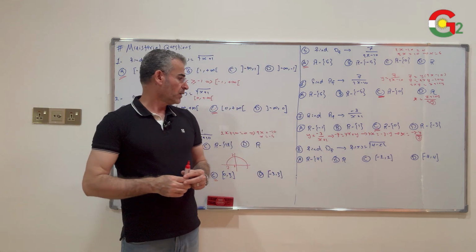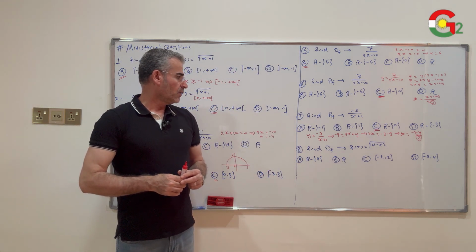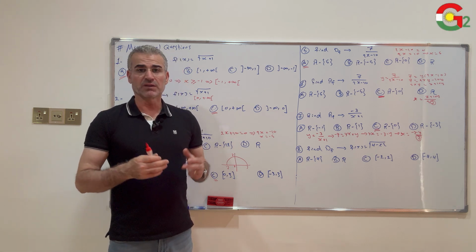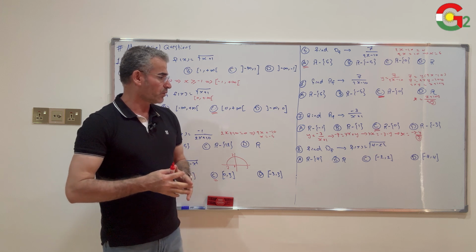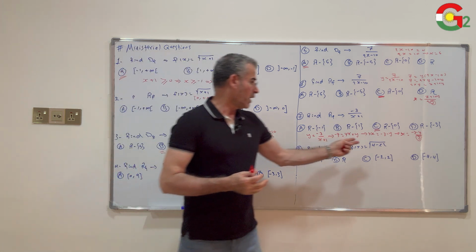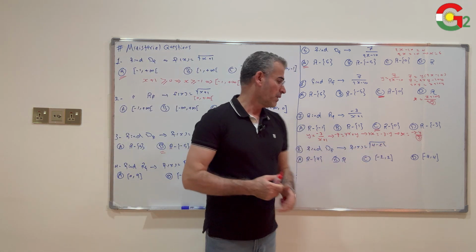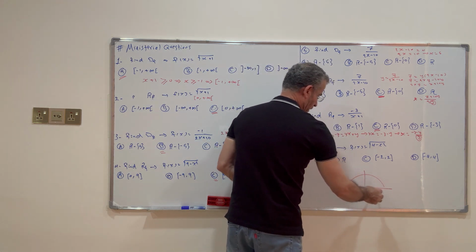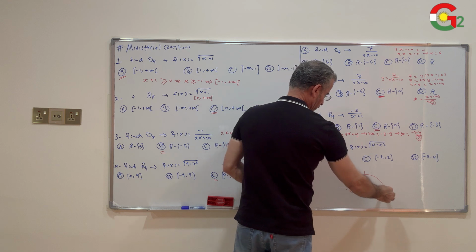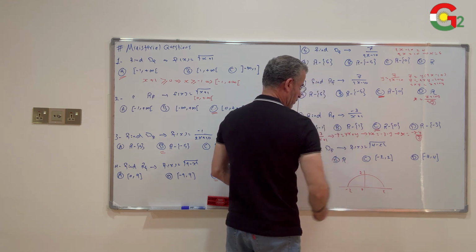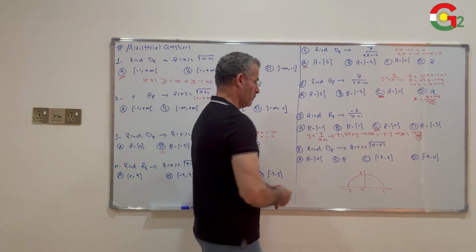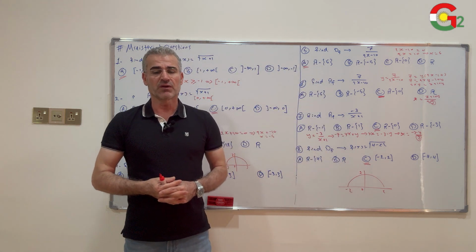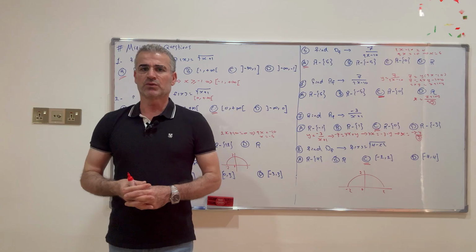Question number 8. Find the domain of the function f where f of x equals the square root of 4 minus x squared. A constant minus x squared, then the graph of this function is a half circle, from -2 to 2 the domain, and from 0 to 2 the range. I want the domain, so the domain is choice number C, the closed interval from -2 to 2.